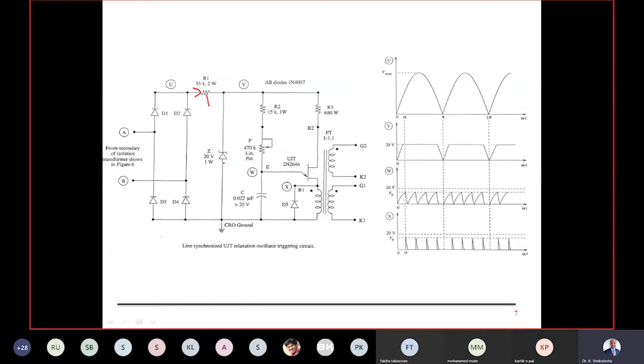Because the Zener is also 1 watt, it's not more than that. I'm handling everything with small wattage only. Then this current, what will happen? The 210 volt will be dropped here, and the remaining 20 volt is available here.